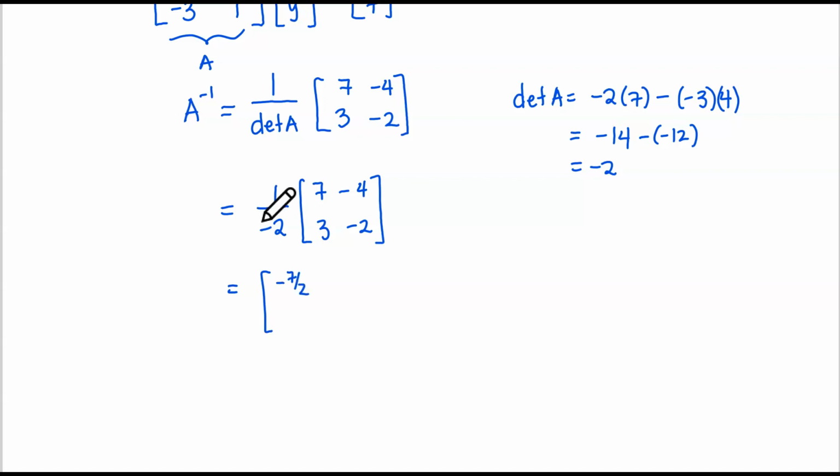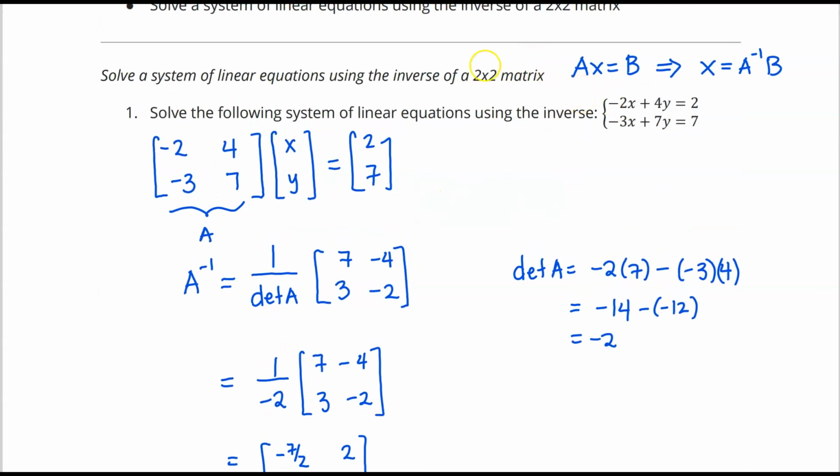-7 over 2. -4 divided by -2 is +2. 3 divided by -2, or 3 times -1/2, is -3/2. Now -2 times -1/2 is +1. So this is your matrix A inverse. Then next is to multiply. So again, X and Y here is just the product of the inverse of matrix A times B, or times this column matrix here.